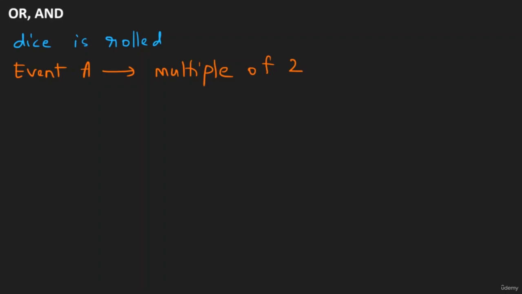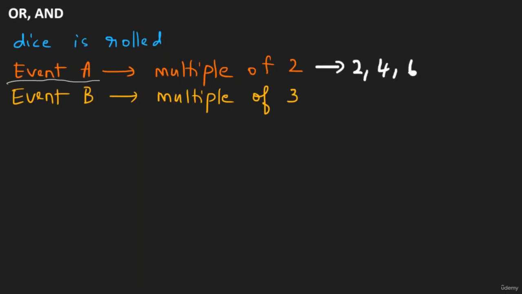Say a dice is rolled, and let's define two events. Event A is the event where a multiple of 2 is the outcome. Event B is the event where a multiple of 3 is the outcome. What are the possibilities where event A is satisfied? We could get 2, 4 or 6 as the outcome of rolling the die. And what about event B? Event B is satisfied when 3 or 6 is obtained when you roll the die.